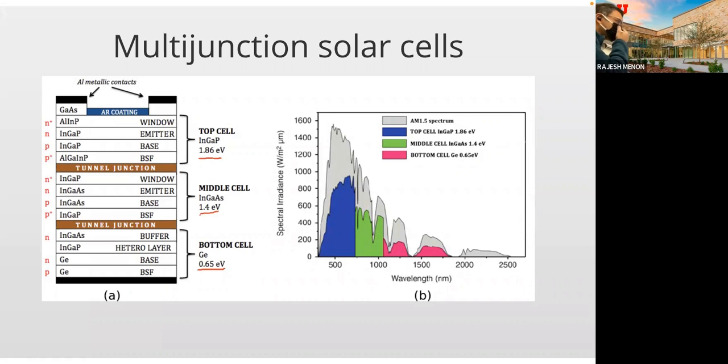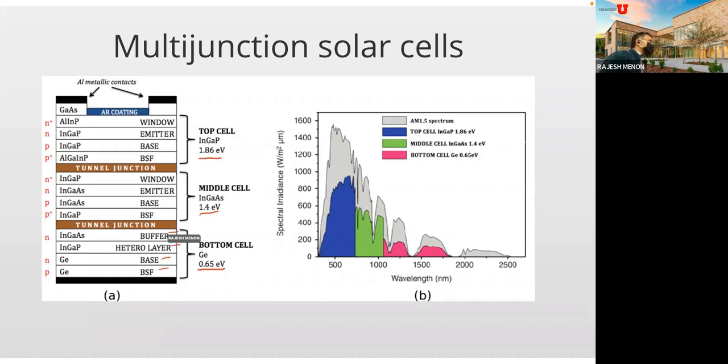Now, what's the problem with this? You guys already kind of know this, but let's reiterate the issues so we can understand this. First of all, as you can see, the device itself is very complicated. You've got lots of layers here. You can see germanium, multiple layers, BSF, base, hetero layer, buffer layer, all this kind of stuff.